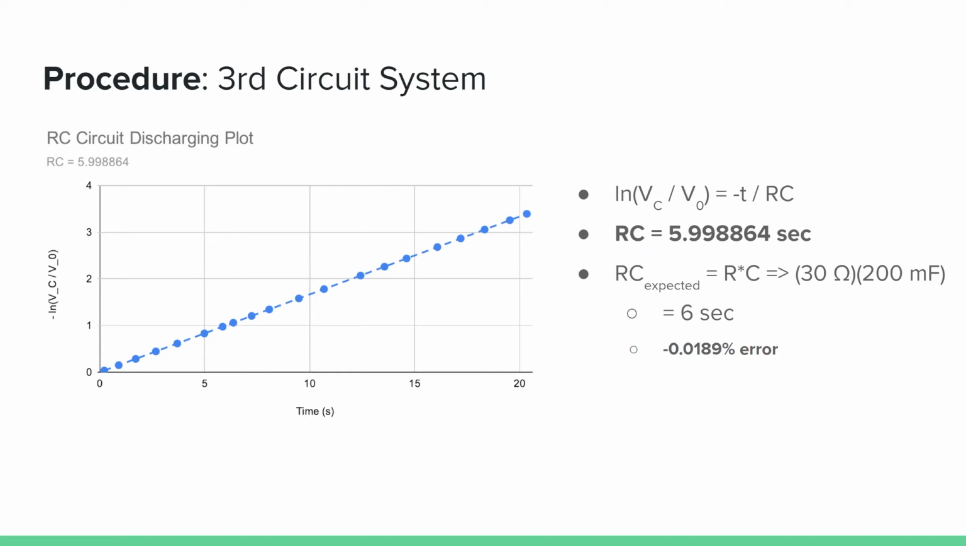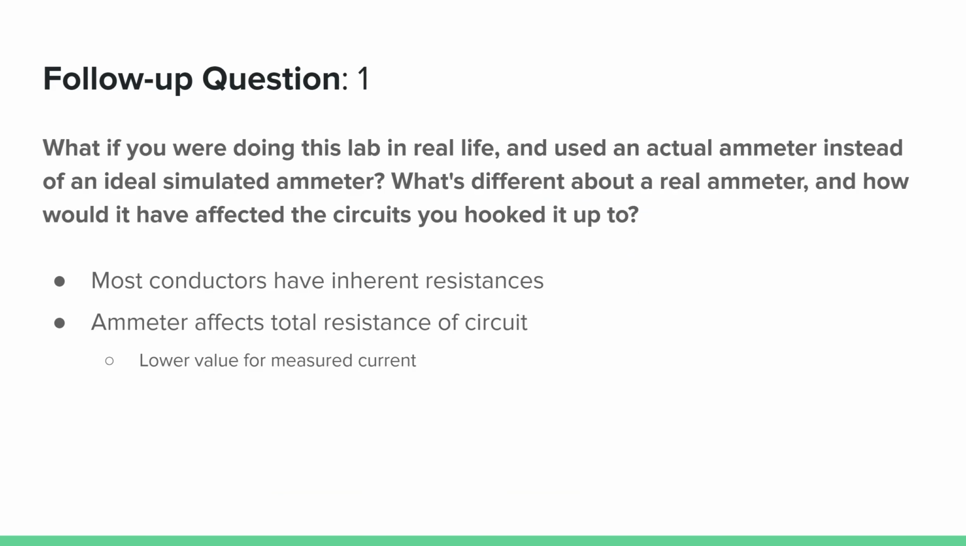This corresponds to a negative 0.002% error compared to the predicted value for the RC time constant, which comes from the resistance multiplied by the capacitance, and serves as a testament to the simulation's accuracy. Now that I've covered the procedure and results of the lab, I wanted to touch on a few follow-up questions.